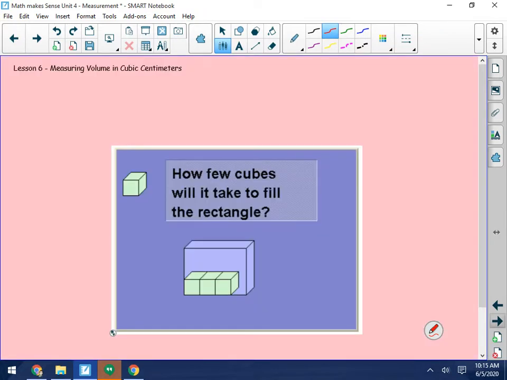So how many cubes will it take to fill this? Let's see if this works for us here.